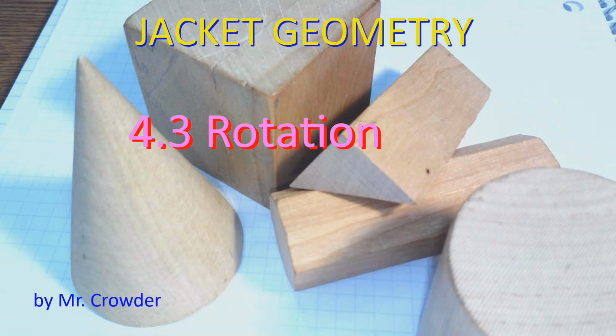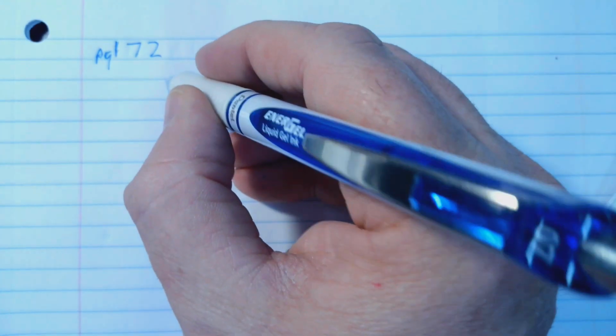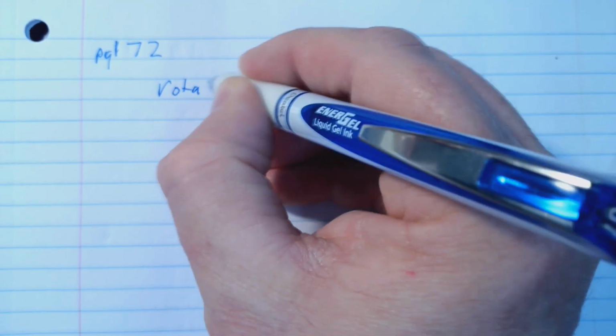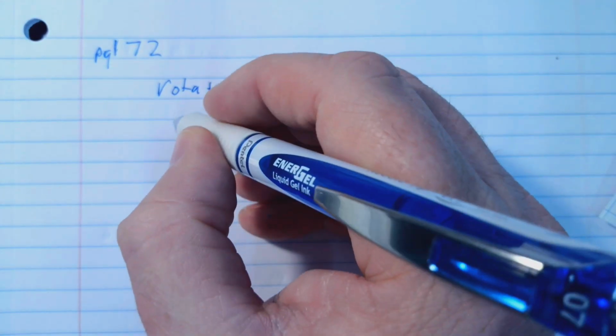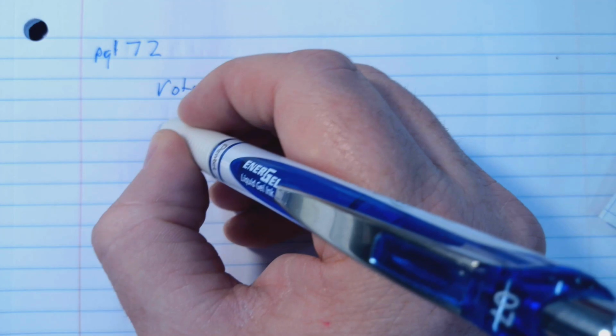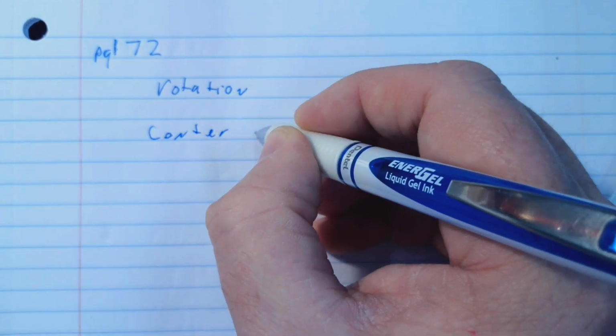We're starting 4.3 rotation. We need to go to page 172 in the book. And there are 3 definitions we need to get done: rotation, center of rotation, and angle of rotation.